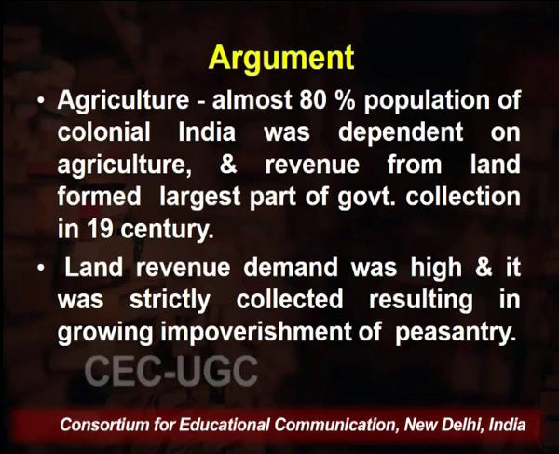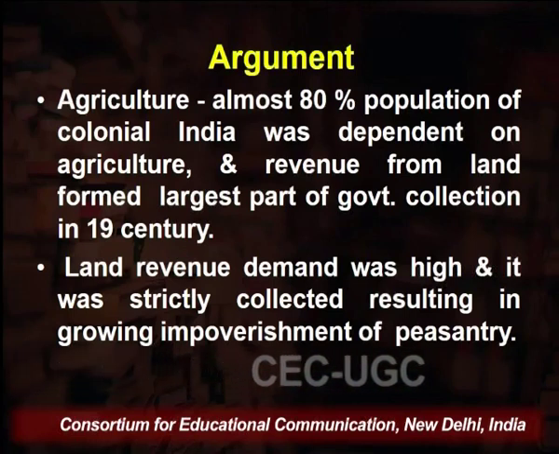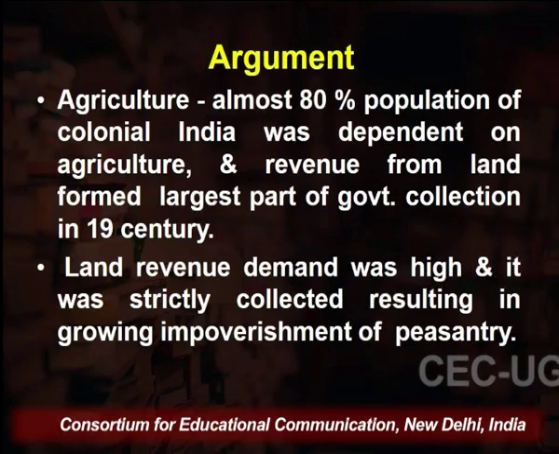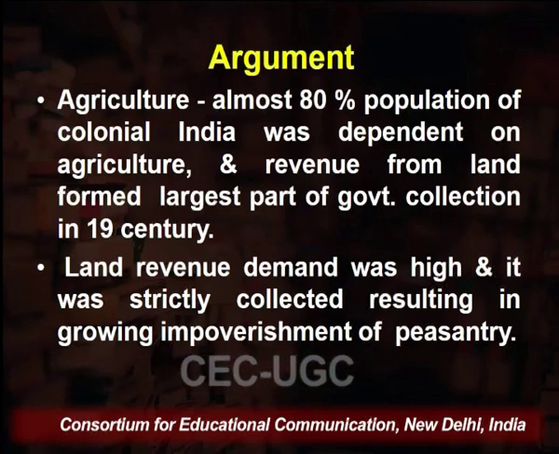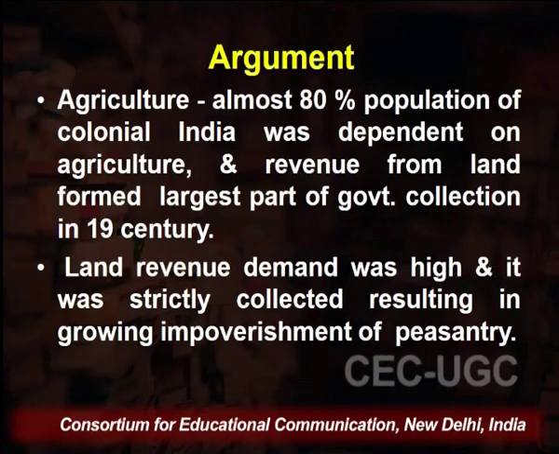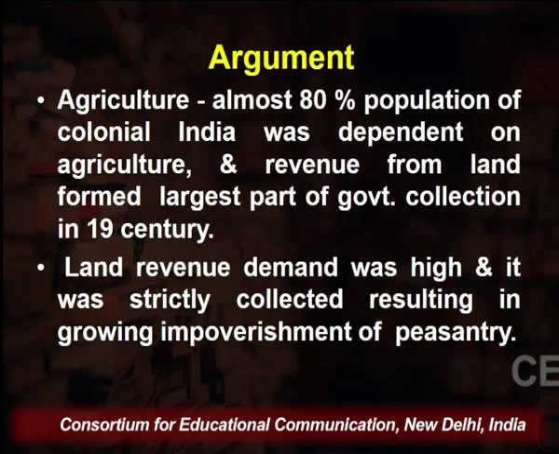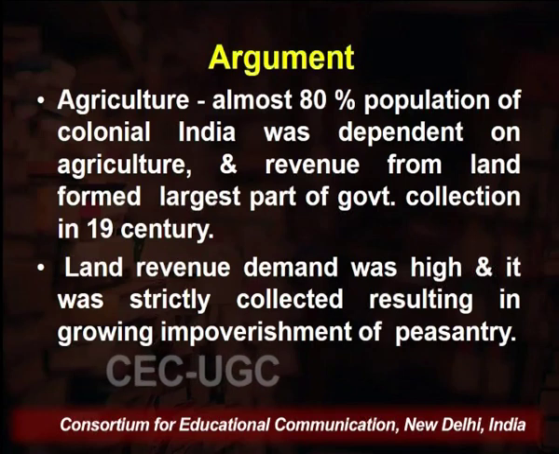So this is what he argued, and we find that during that particular period people were dependent on agriculture, and 80% of the population was dependent on agricultural practices, and the revenue from the land was one of the most important constituents of the government collection in the 19th century. And we find that the land revenue demand definitely was very high, and it was strictly collected, resulting in the growing impoverishment of the peasantry.